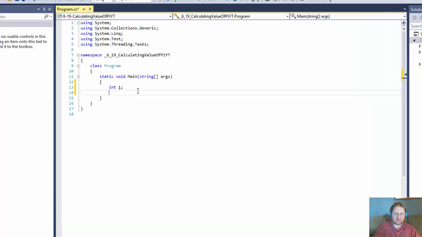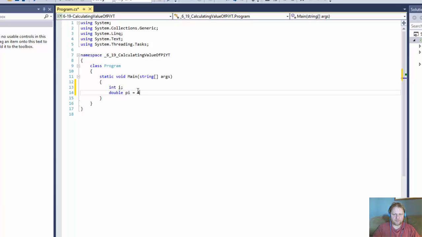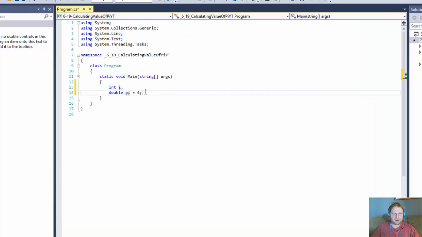So I will start with pi. It's going to be a double pi equals 4. Again, the reason I'm doing that, I don't have to account for this number 4 anymore. It is already assigned to my pi as a total. So now, when I go to the loop, I will assign minus 4 thirds to it. 4 is already there, so it will be actually this. Then next time, I will assign 4 fifths to the result of this, and so forth.